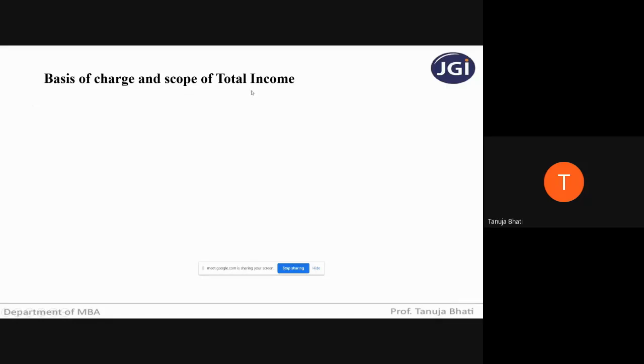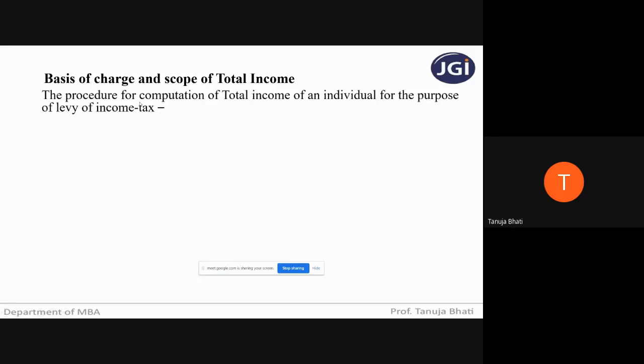Now what do you mean by basis of charge? It is nothing but a procedure for computation of total income of an individual for the purpose of levy of income tax. Basis of charge means on what basis are you going to charge income tax on the income of a particular person. Now, you all know that income tax is charged on the income of a particular individual, but how to determine the total income of an individual?